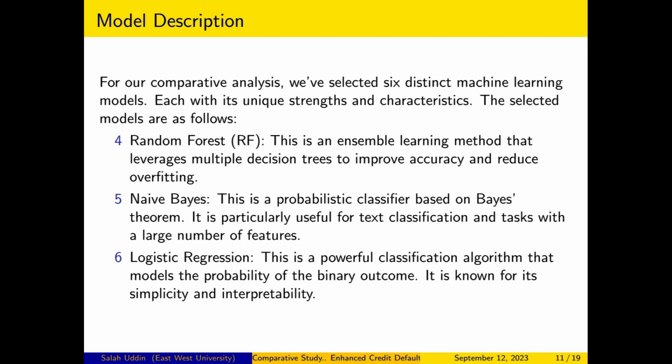5. Naive Bayes. This is a probabilistic classifier based on Bayes' theorem. It is particularly useful for text classification and tasks with many features. 6. Logistic Regression. This is a powerful classification algorithm that models the probability of the binary outcome. It is known for its simplicity and interpretability.